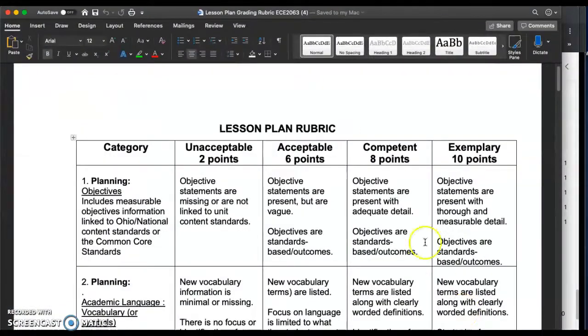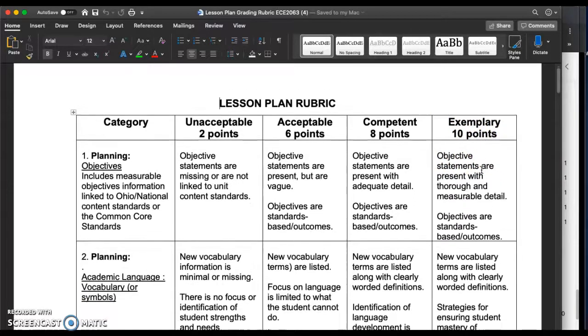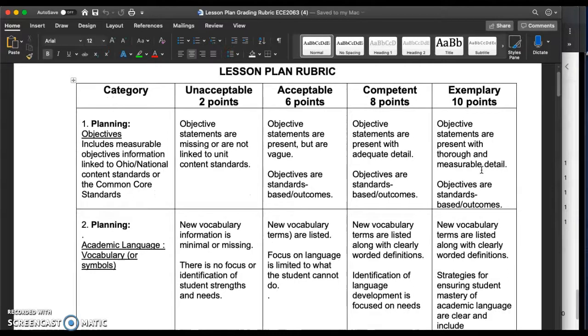Now, how is this going to be graded? This is the rubric that I use to score the lesson plans. Please look in the exemplary column so you can earn the maximum points. Objective statements are present with thorough and measurable detail. So in other words, if you want a child to identify something with 80% accuracy or 3 of 5 times, that needs to be in there. It needs to be measurable.